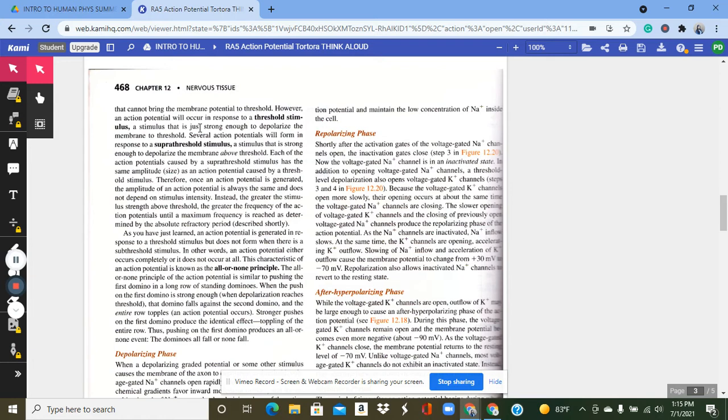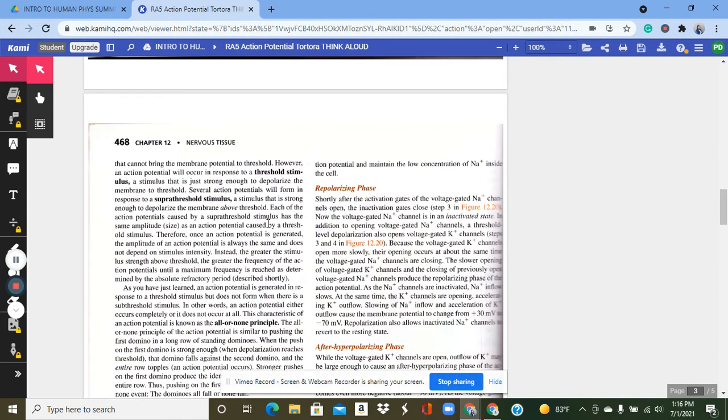Therefore, once an action potential is generated, the amplitude of an action potential is always the same and does not depend on stimulus intensity. Instead, the greater the stimulus strength above threshold, the greater the frequency of action potentials until a maximum frequency is reached, as determined by the absolute refractory period described shortly.